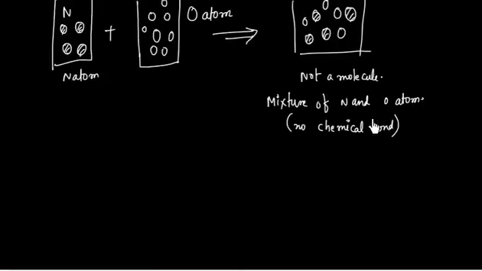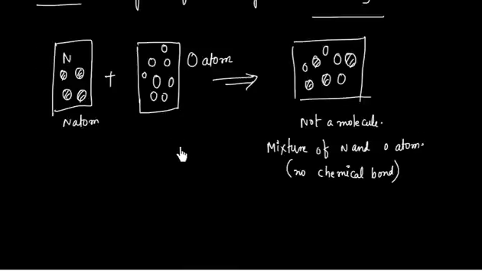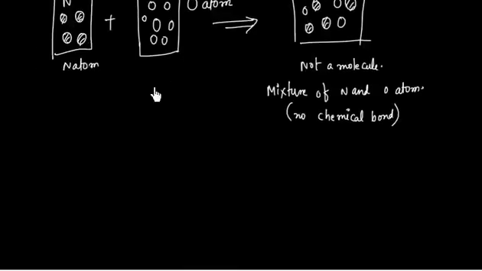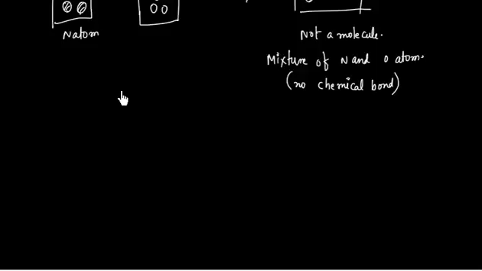So it is important that in a compound, the molecule must have a chemical bond. Now next thing is atomicity. Now a molecule can exist in two ways. So there are two kinds of molecule you can have.